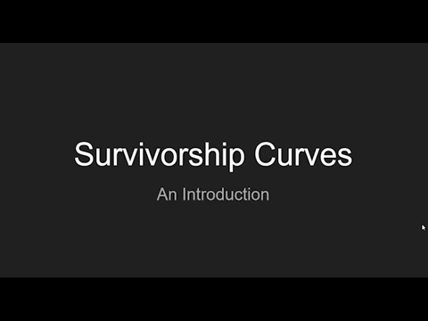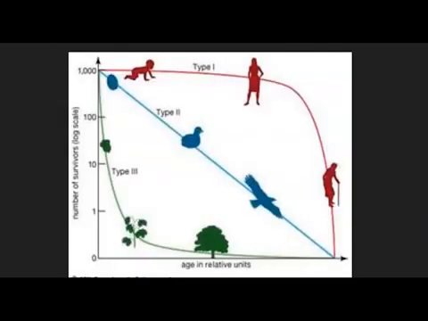Let's do this! A survivorship curve is a line that displays the relative survival rates of a cohort, a group of individuals of the same age, in a population, from birth to the maximum age reached by any one cohort member. There are Type 1, Type 2, and Type 3 curves.